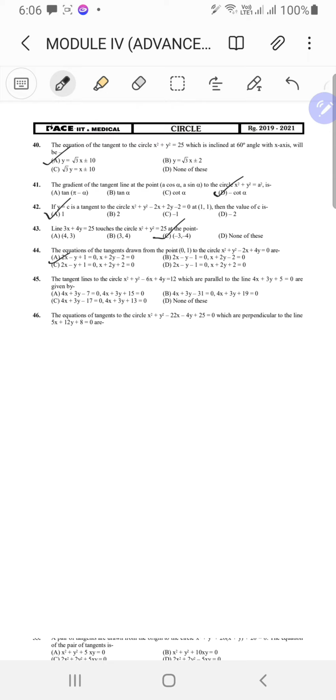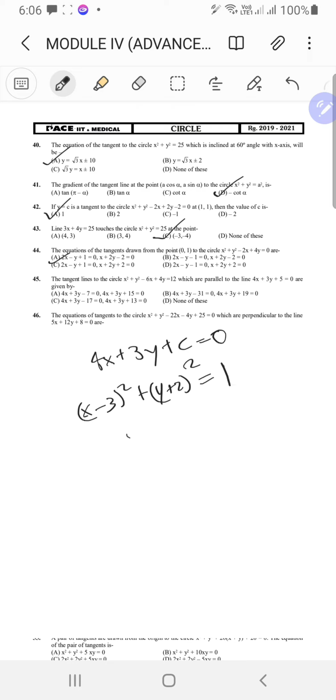The tangent lines to the circle x squared plus y squared minus 6x plus 4y equal to 12, which are parallel to the line. Tangent lines to this circle which are parallel to that line are, yeah, so it's just like 4x plus 3y plus c equal to 0. This is (x minus 3) squared plus (y plus 2) squared, okay, 9 plus 4 is 13, 13 minus 12 is 1. Okay, (3, minus 2) is the center and 1 is the radius.